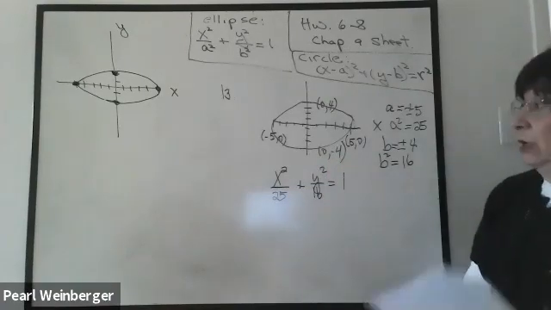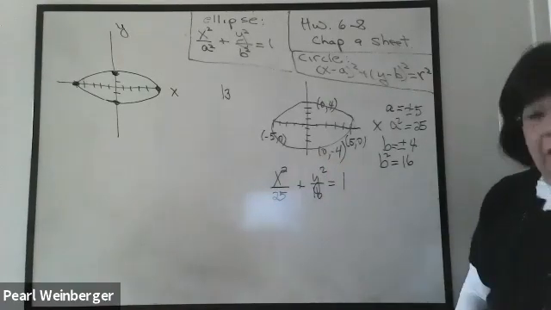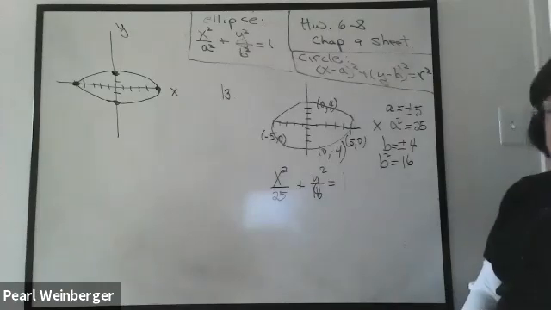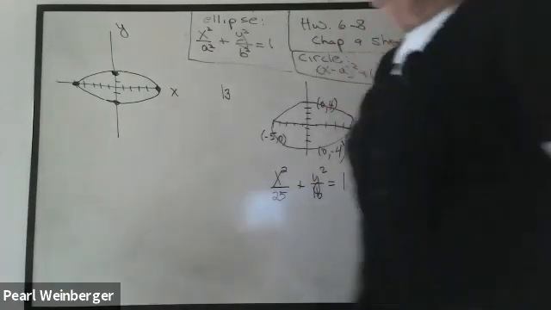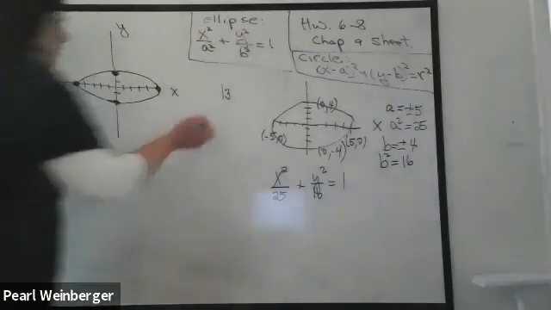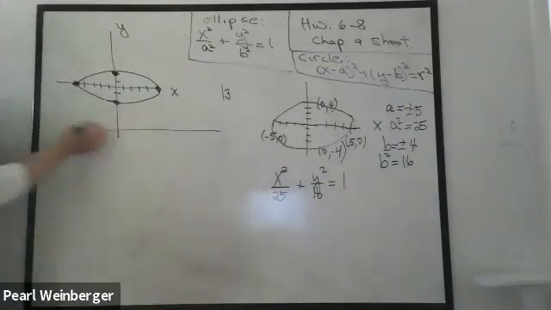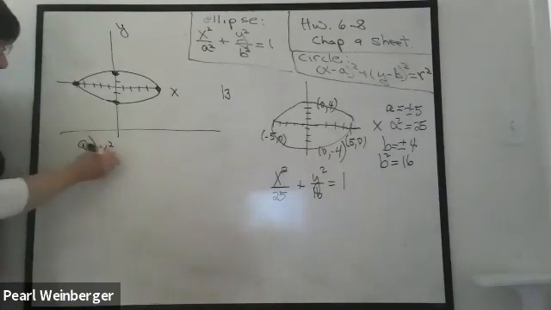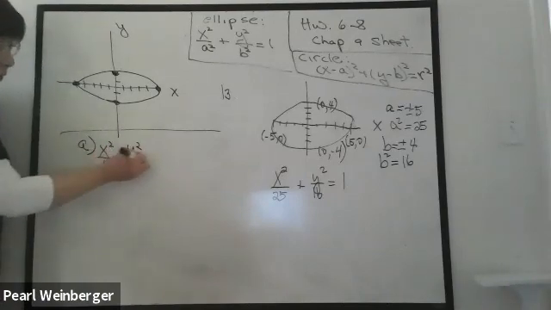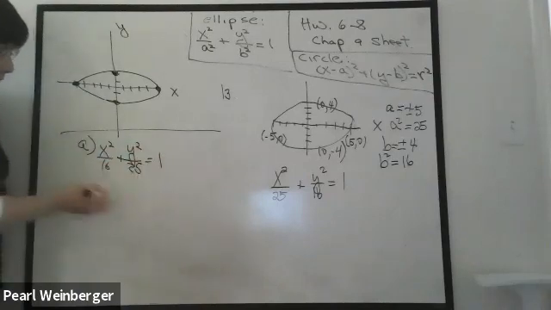That would be the answer if this was an open-ended question. Now, what if I had given this as a multiple choice question? And let's say these are the choices I gave you. One choice is x squared over 16 plus y squared over 25 equals 1.